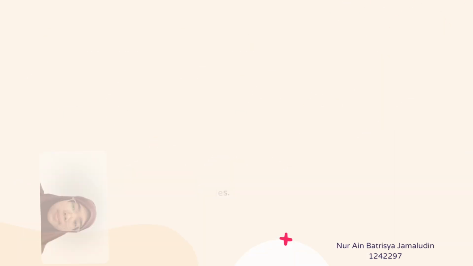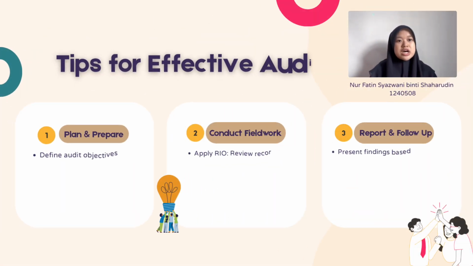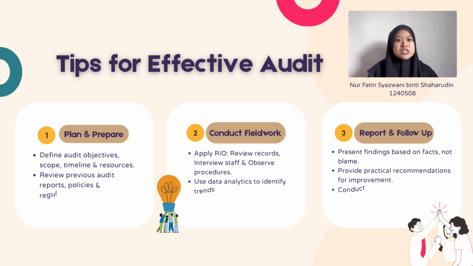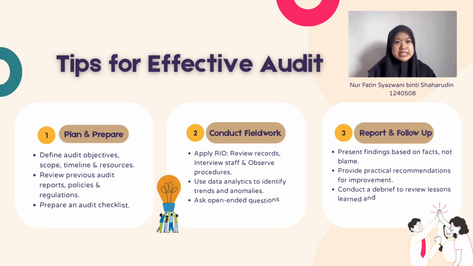Next, to ensure an effective audit, there are three main steps. Firstly is plan and prepare, where we define the audit objective, scope, and timeline, review previous reports, and prepare the audit checklist. Secondly is conduct fieldwork by reviewing records, interviewing staff, observing procedures, and collecting reliable evidence. Finally is report and follow-up, where findings are presented objectively, practical recommendations are provided, and follow-up actions are taken to improve future audits. These three steps help ensure the audit process is systematic and effective.